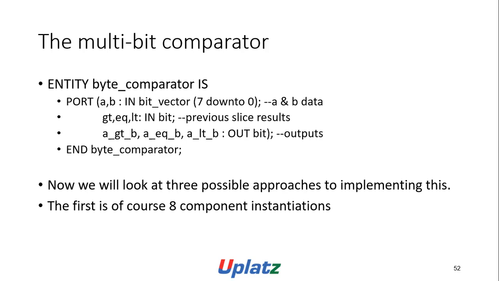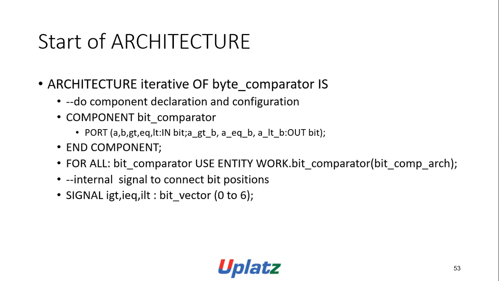Now we will look at three possible approaches to implement this. The first is, of course, eight component instantiations. Start of architecture iterative of byte comparator is: a component declaration and configuration for the component bit comparator, with port A, B, greater than, equal to, less than in, and A greater than B, A equal to B, A less than B out. For all bit comparator use entity work bit comparator architecture. Internal signals to connect the position signals: IGT, IEQ, ILT, bit vector 0 to 6.